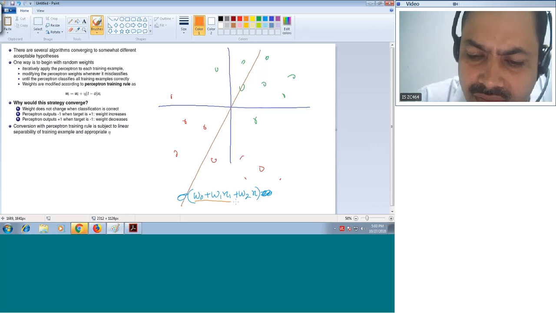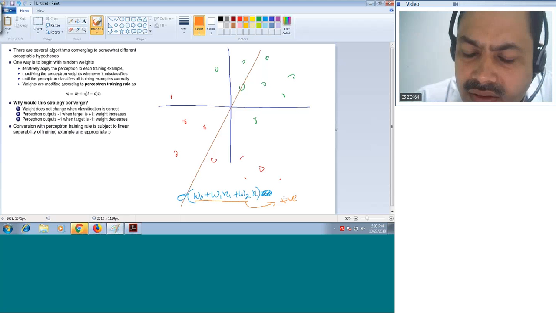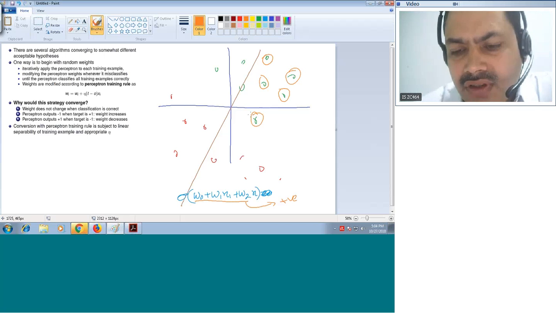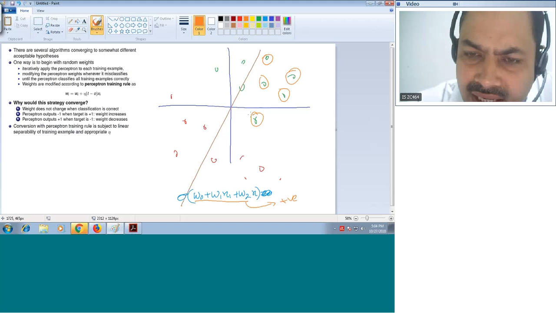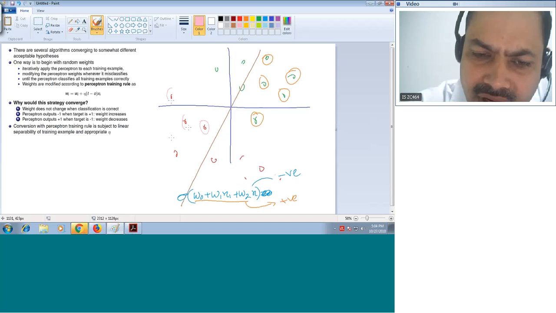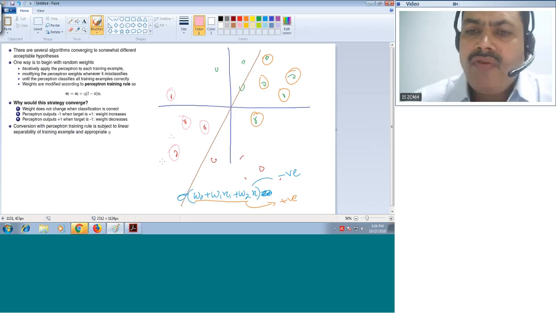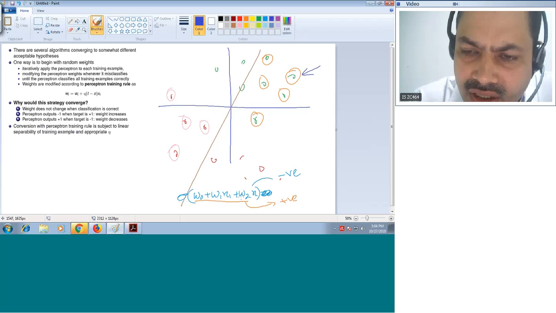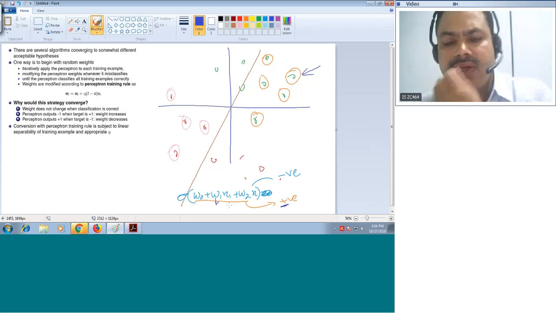We want to make it positive for these things, and right now it is not positive. I want to make this negative for the things which are negative, such as these. For them we want it to be negative. So for this training example, if I put it into this equation and it gives me positive, I should reduce the weight. If I reduce this weight, what is the possibility?